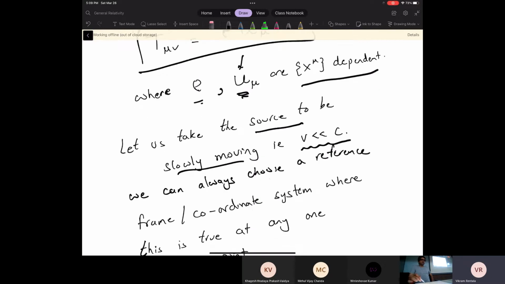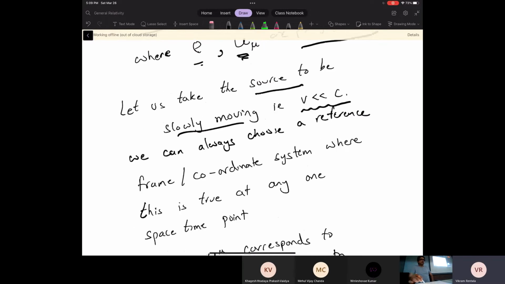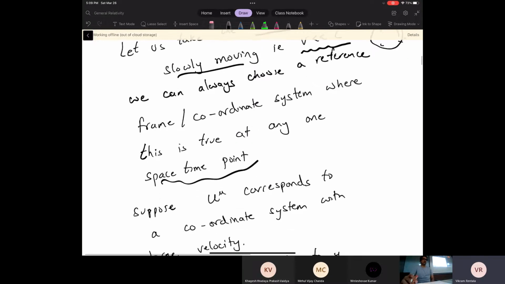Now it is always possible to use the residual gauge freedom to go into a coordinate system in which at some particular space-time point the source is slowly moving, because the source is spread out over many space-time points. This fluid is present at many space-time points. The claim is that at one space-time point, I can always change my coordinate system so that at this space-time point my source is slowly moving. That's the claim that I'm making. I'll show this rigorously.